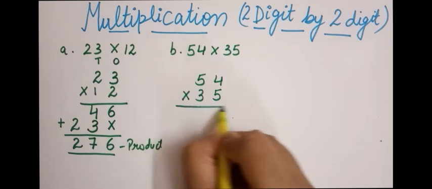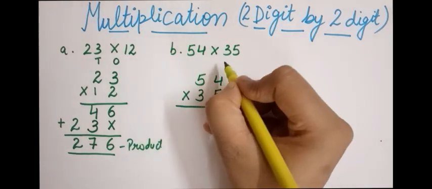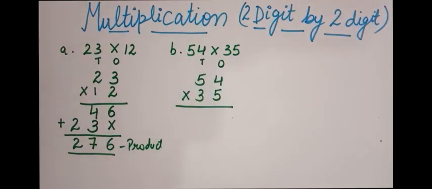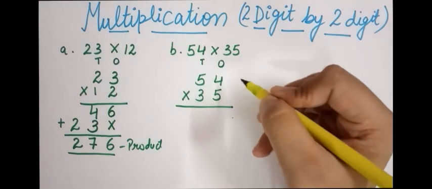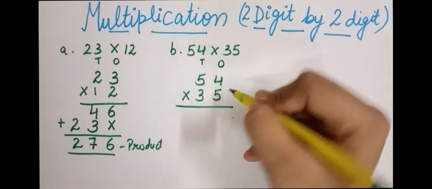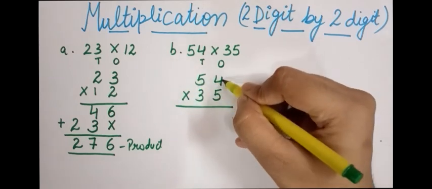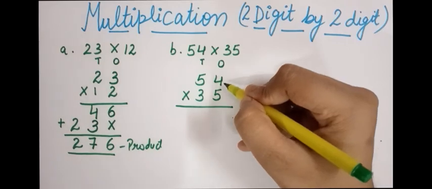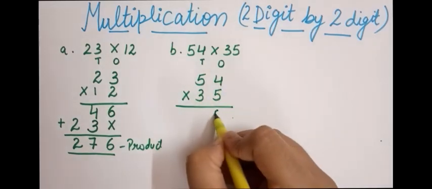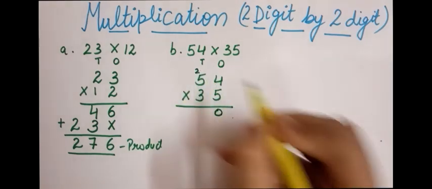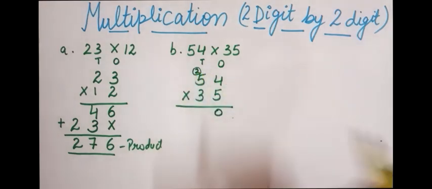Then we'll sketch a line, and at the top we'll be writing the correct places: ones here and tens here. Now first I will multiply this 54 by this 5. So first I will multiply this 5 by this 4. So 5 4s are 20. Since it is a 2-digit number, 0 I will be writing down and 2 I will be writing here as a carry.